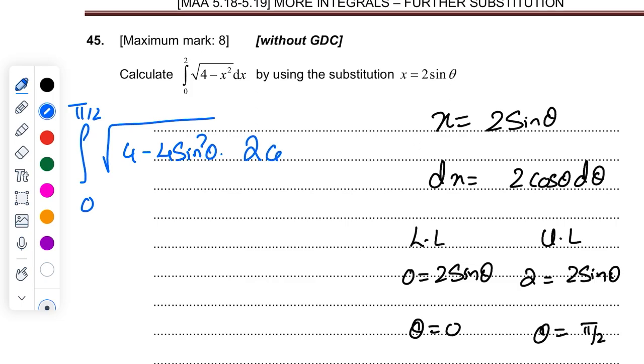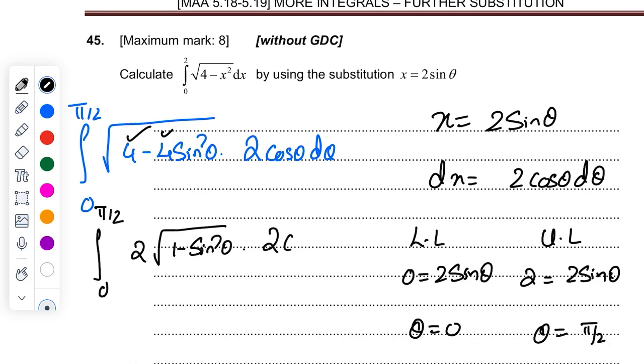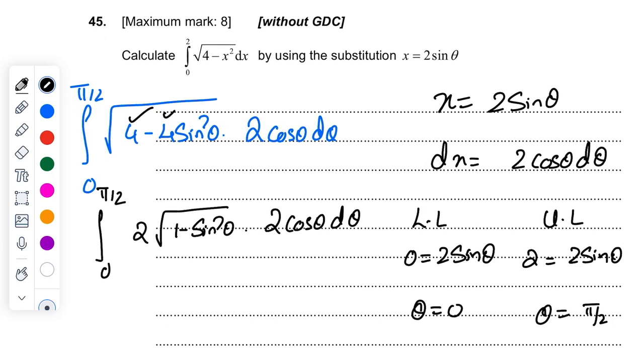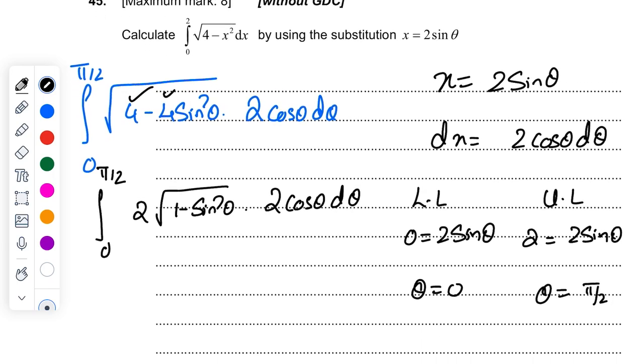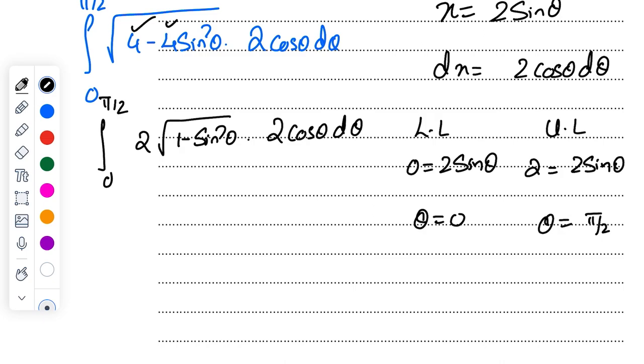dx is nothing but what? 2 cos theta d theta. Now 4 common, square root of 4 is nothing but what? 2. So 0 to pi upon 2, 2 square root of 1 minus sine square theta times 2 cos theta d theta. 1 minus sine square theta is cos square theta. Square root of cos square theta is cos theta. So it becomes 2, 0 to pi upon 2 cos square theta d theta.